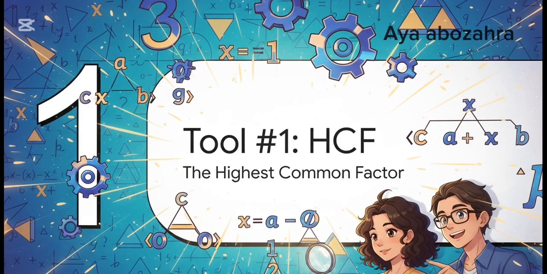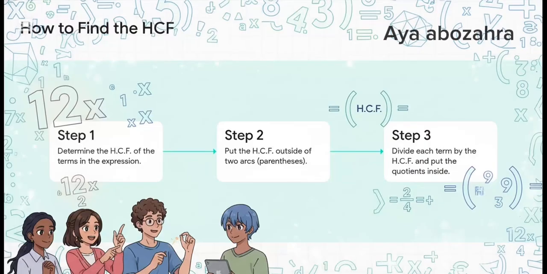All right, let's open up our factorization toolkit. First up, the most essential tool you're going to have, finding the highest common factor, or HCF. This is all about looking at every single piece of an expression and asking one simple question. What do you all have in common? And you know what? The process is super simple.